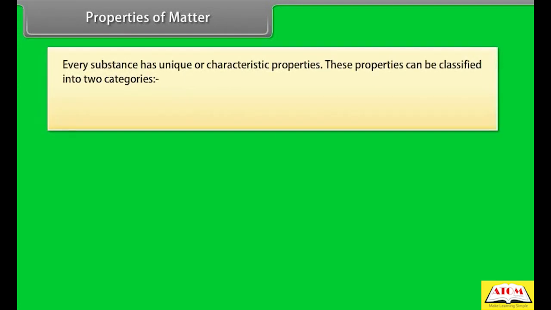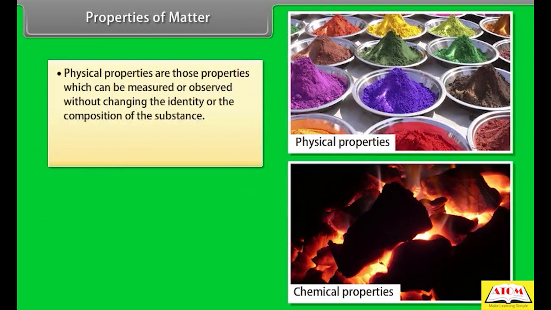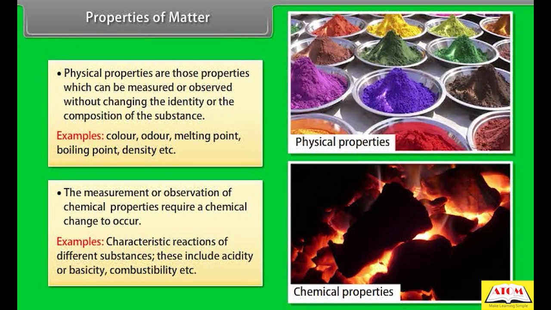Properties of matter. Every substance has unique or characteristic properties. These properties can be classified into two categories: physical properties and chemical properties. Physical properties are those properties which can be measured or observed without changing the identity or the composition of the substance. Examples: color, odor, melting point, boiling point, density, etc. The measurement or observation of chemical properties requires a chemical change to occur. Examples: characteristic reactions of different substances. These include acidity or basicity, combustibility, etc.